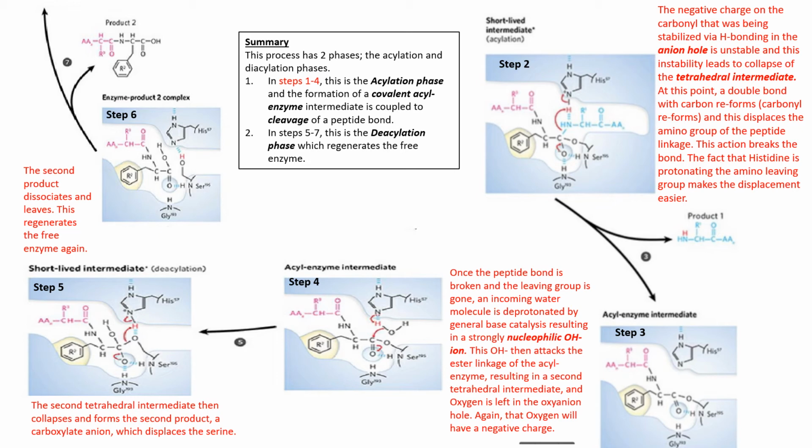So at this point, a double bond with carbon reforms, and this displaces the amino group of the peptide linkage. This action breaks the bond, so not the double bond, but just the regular bond. This bond right here, the peptide bond. The fact that histidine is protonating the amino leaving group makes the displacement easier. So that's right here. Histidine is protonating the amino group that is leaving, and it's easier to displace.